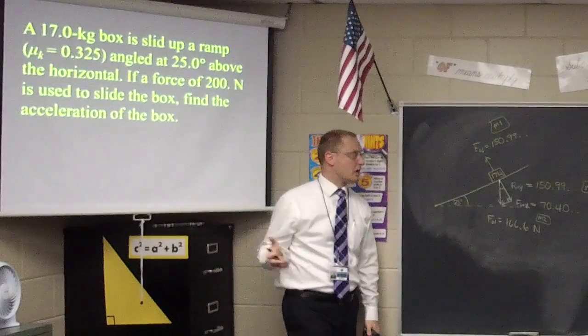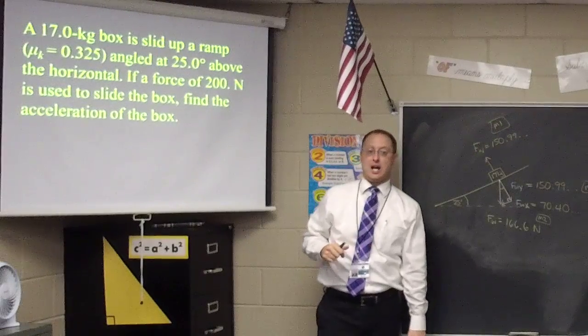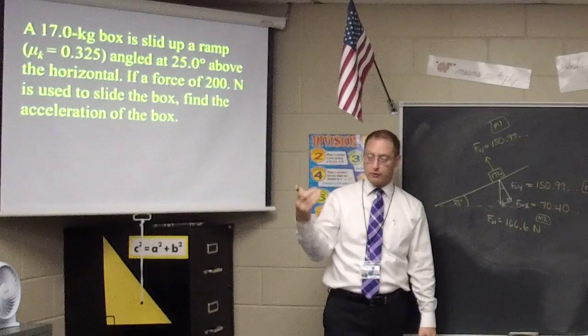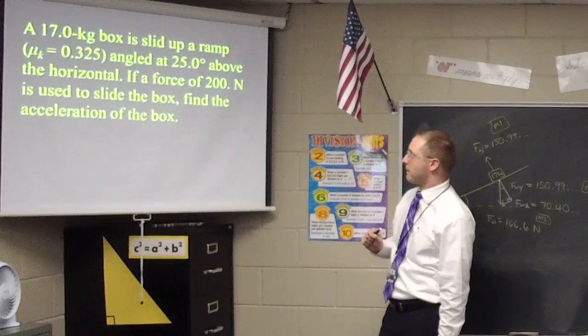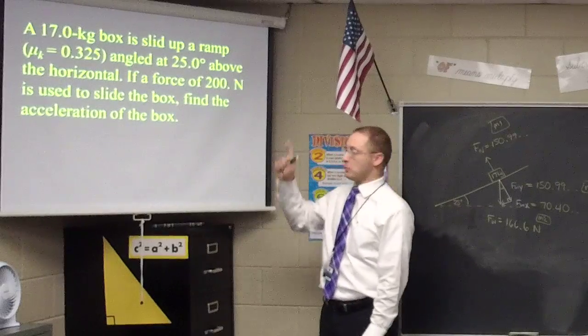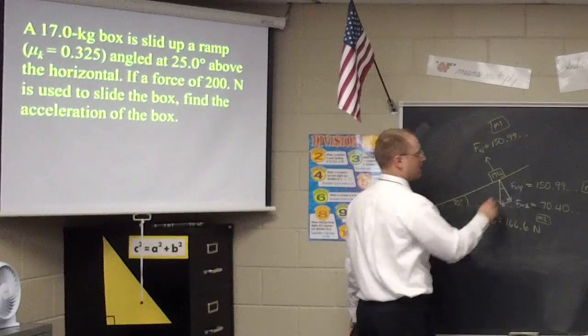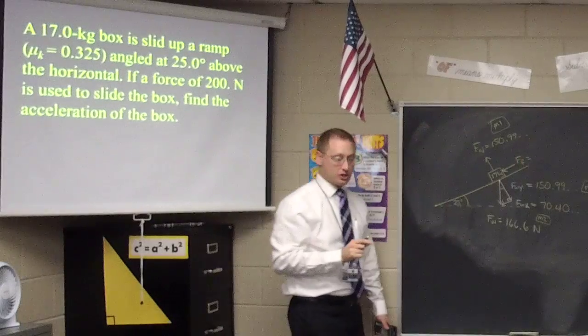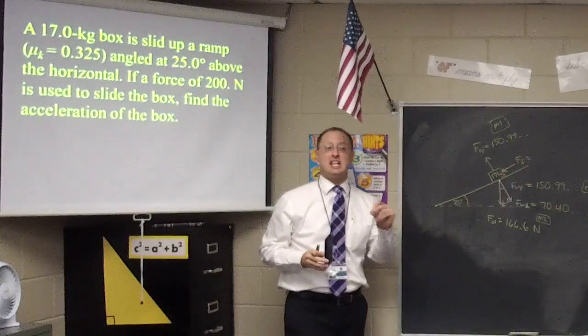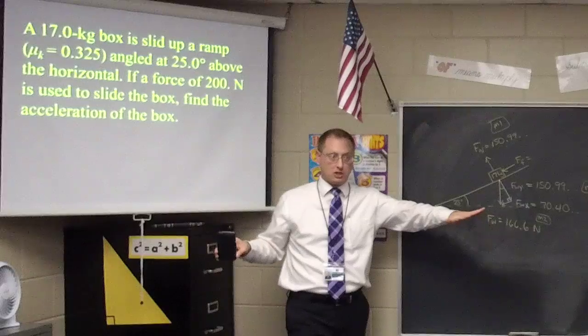Does that make sense? And the only reason we need the normal force, class, is so we can find the friction force. Now, which direction is the box being moved? Up. Up the ramp, which means friction, class, acts down the ramp. It goes against the motion. If the box were just sitting there, nobody was pushing on it, which direction would friction act?